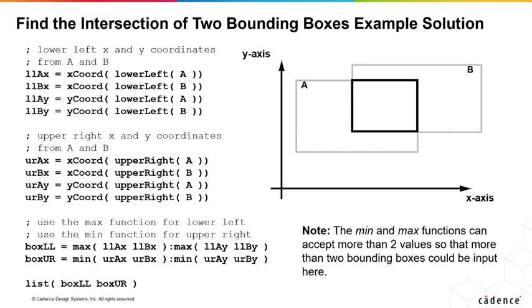And one note here is both the min and the max functions can accept more than two values. So if you had several boxes or several coordinates, you could pass more than two in, and the min or the max would return the minimum or maximum of those choices that it had.